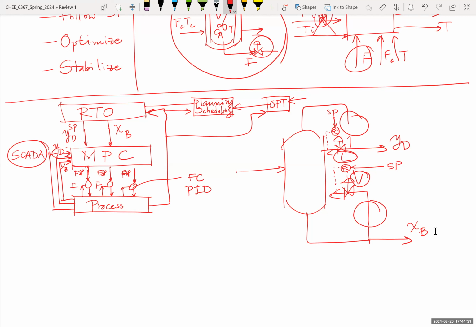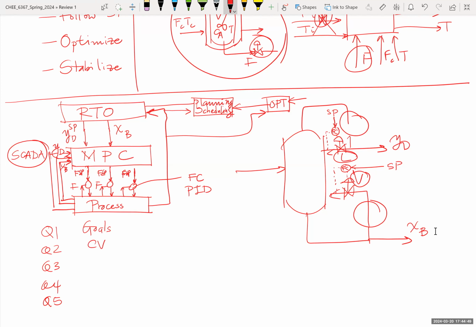So to make this systematic, we gave 5 questions. Question 1, question 2, 3, 4, 5. And it's what are my objectives, my goals for control? What do I measure?